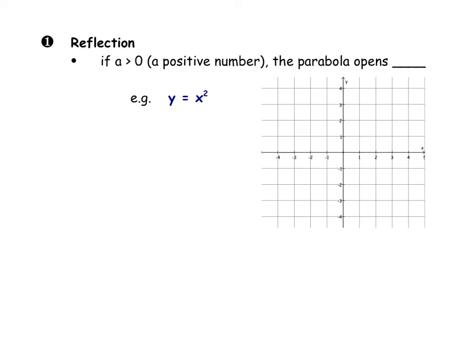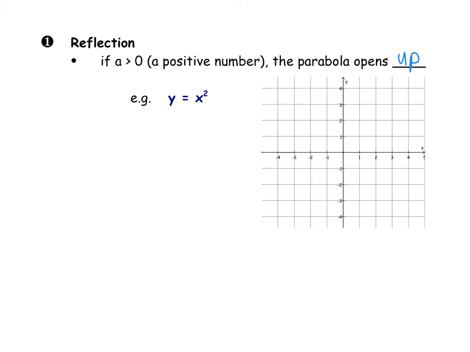I'm hoping you'll remember from yesterday's activity that if the coefficient of our squared term is a positive number, then the parabola is going to open upward. So if the sign of a is positive, then we're going to see an upward opening parabola. I just want to remind you of how we are going to graph that standard parabola.